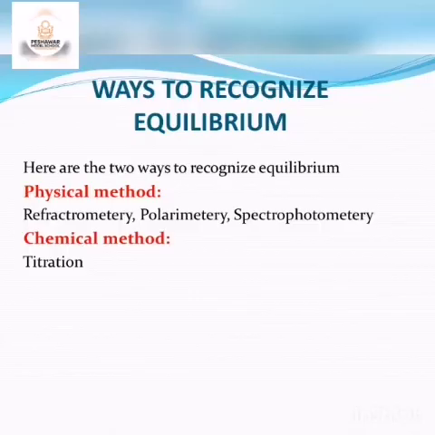So now look at this. Here are two methods. The first one is the physical method. In the physical method there are three terminologies which we will discuss a little bit. The first one is reflectometry, the other ones are polarimetry and spectrophotometry. And in chemical methods there is titration, which is a chemical process.